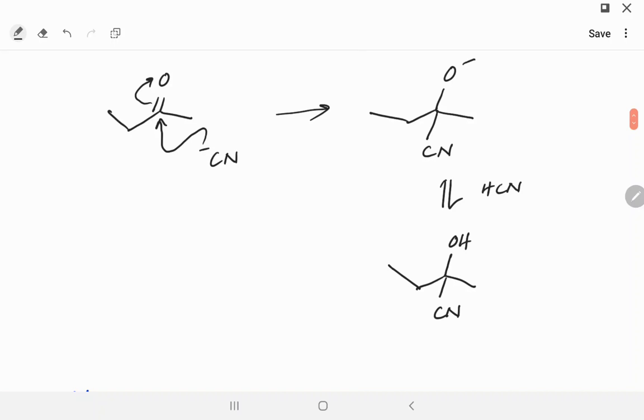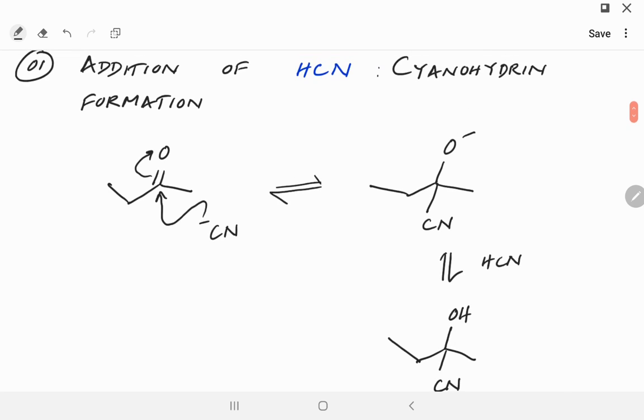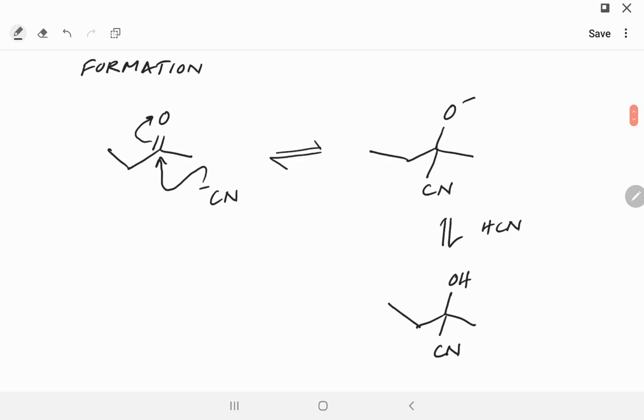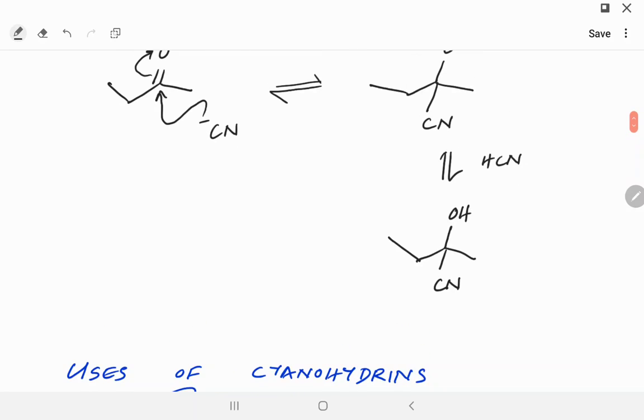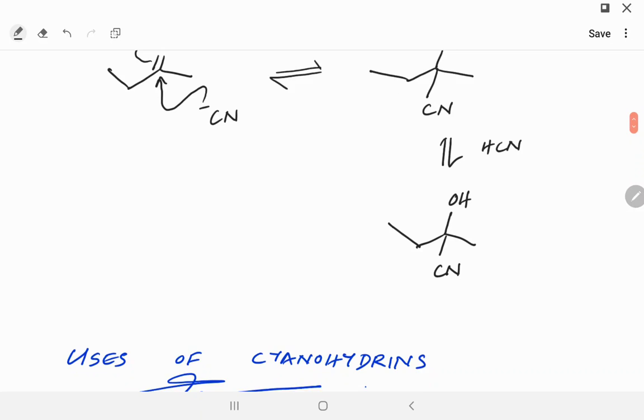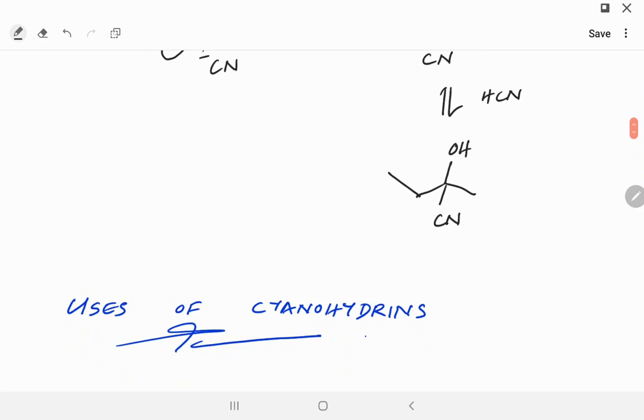All right. So by the way, this reaction is reversible, and of course, let's say if the carbonyl group is crowded, this reaction will not be favorable. And this is how you add a cyanide group into a carbonyl. And then this reaction has some very important advantages, especially there are multiple uses for cyanohydrins.